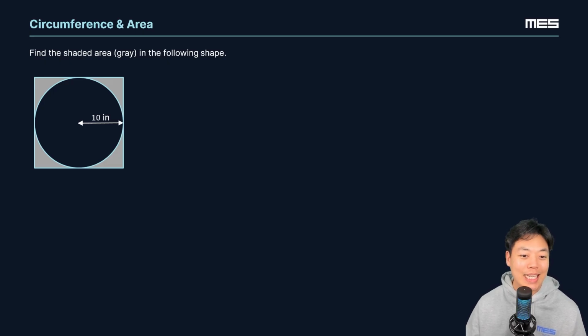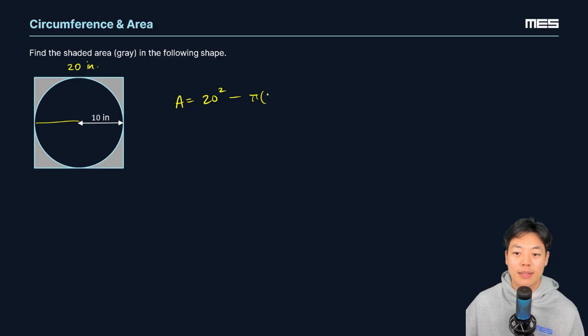Circle inscribed in a square. Let's check this out. I want to find the shaded area here. So I'm going to take the area of the box, the square, and subtract the area of the circle. Now my radius is 10, meaning my diameter will be 20, giving us one side of that square. So the area of the square will be 20 squared minus the area of the circle will give us pi 10 squared. And if we solve this, we will get the area of the shaded region.